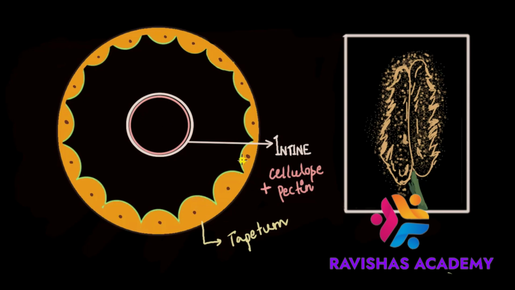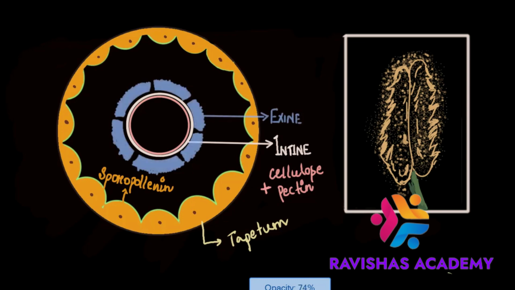Now, this tapetum layer, which is outside, which provides nourishment to the growing cells inside, thinks that this intine layer is not sufficient for the microspores. So this tapetum layer now secretes a substance called sporopollenin. This sporopollenin aggregates around this microspore, producing another layer which we call exine. So this exine is secreted by this tapetum layer.